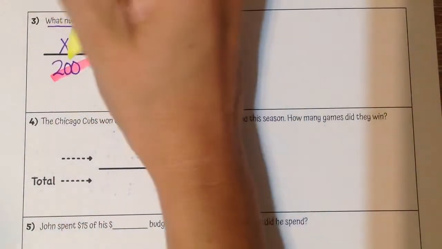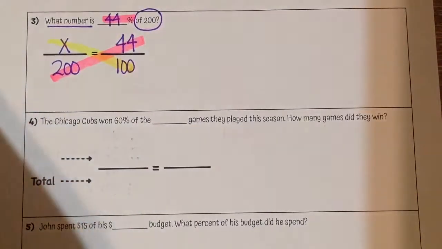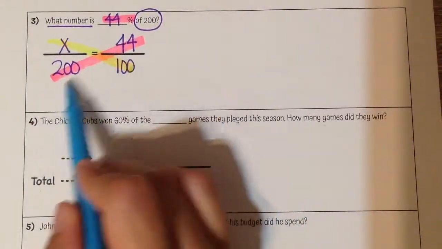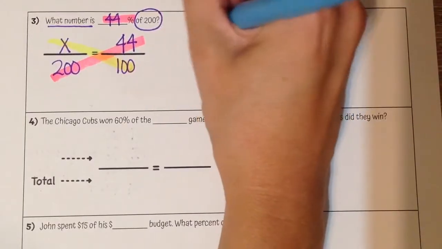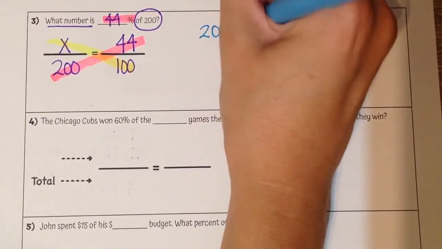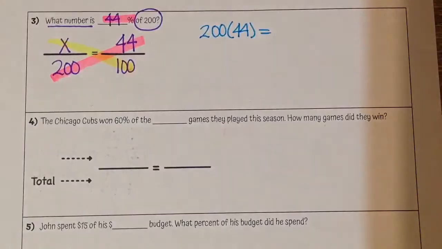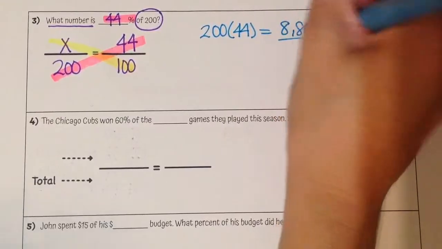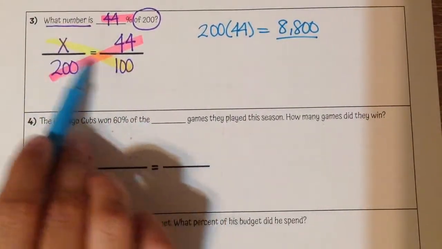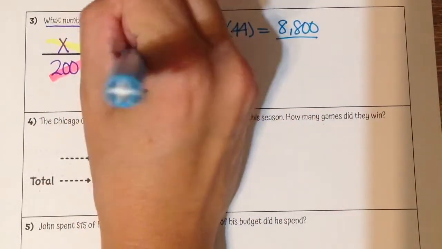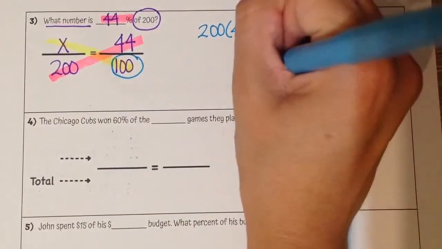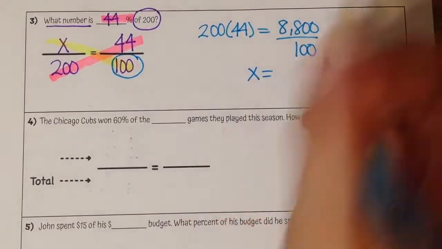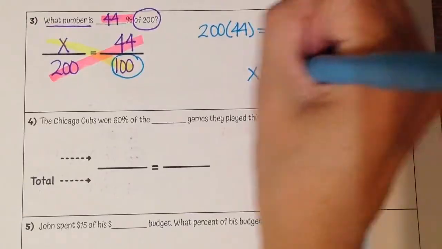Highlight my diagonals to solve. The two numbers that are in the same diagonal are 2 and 44. So I'm going to multiply those two together, which gives me 8,800. I'm going to divide by the number that's in the same diagonal as the variable, so I'm dividing by 100. And I get x equals 88.